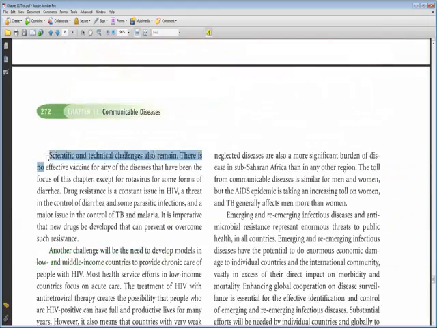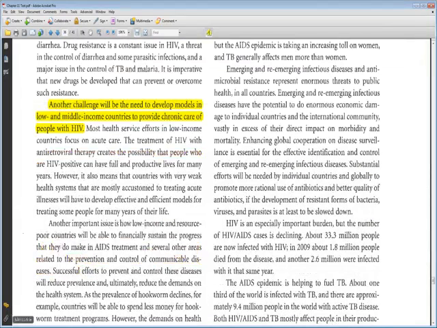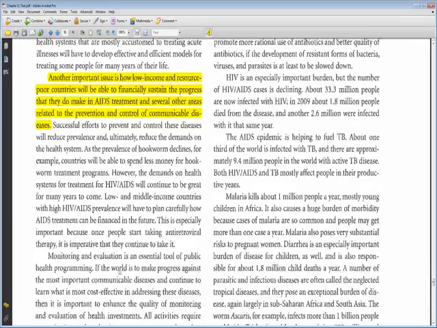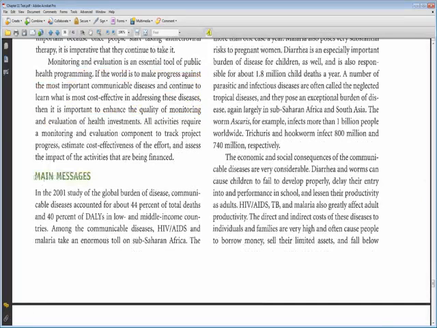Some of the claims, possible cures, scientific and technical challenges. We need to come up with models to deal with these issues in the low and middle income countries. Another issue is the treatment of HIV and trying to keep it from becoming spread to other areas and how we deal with that. And then the chapter does a good job summing up everything in its main messages.